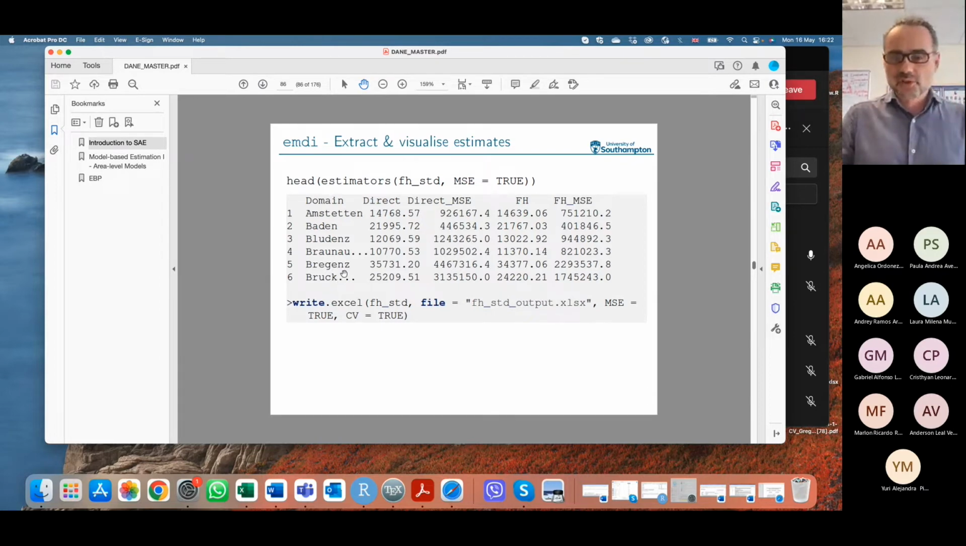The first thing that you will output is the name of the domain, the name of the area. In your case, that will be a set of municipalities. Then you have point estimates from the direct, then the direct mean squared error. Then the column called Fairhead will give you the model-based estimates under the Fairhead model, and next to it you will get the mean squared error estimates under the Fairhead model. One additional functionality of EMDI is that you can write these results into an Excel spreadsheet via the function write.excel, and you can output that into a separate file if you want to write a report and prepare tables. So by using the write Excel function, these results and additional results will be output into an Excel spreadsheet, and then you can use that to prepare your own tables.